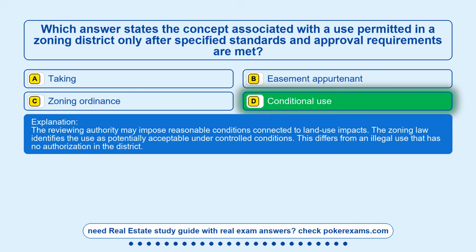The reviewing authority may impose reasonable conditions connected to land-use impacts. The zoning law identifies the use as potentially acceptable under controlled conditions. This differs from an illegal use that has no authorization in the district.